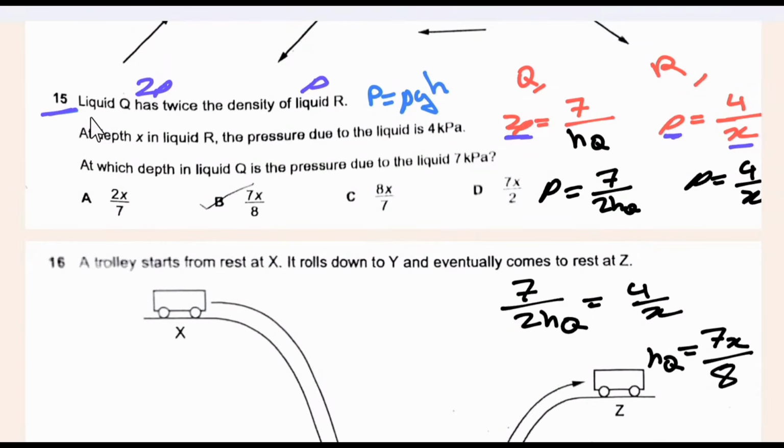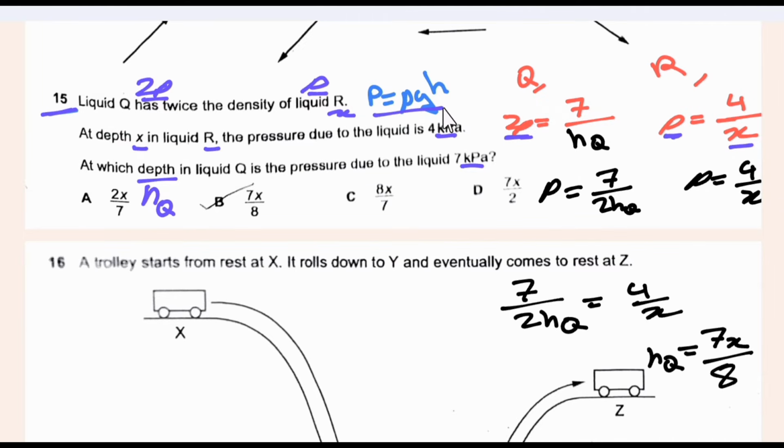Question number 15. Liquid Q has twice the density of liquid R. So if the density of liquid R is rho, then liquid Q has density 2 rho. At depth X in liquid R, the pressure due to the liquid is 4 kilopascal. At which depth in liquid Q is the pressure due to the liquid 7 kilopascal? So we need to find HQ.